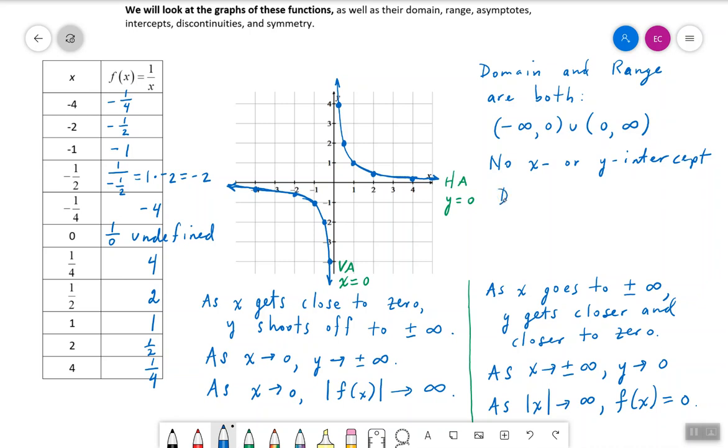Discontinuities. The discontinuity is the jump or the gap at x equals 0. And the last thing you could say is the symmetry. We studied symmetry a little bit in chapter 2. So if you remember even and odd functions, this function is odd. It has a rotational symmetry of 180 degrees about the origin.